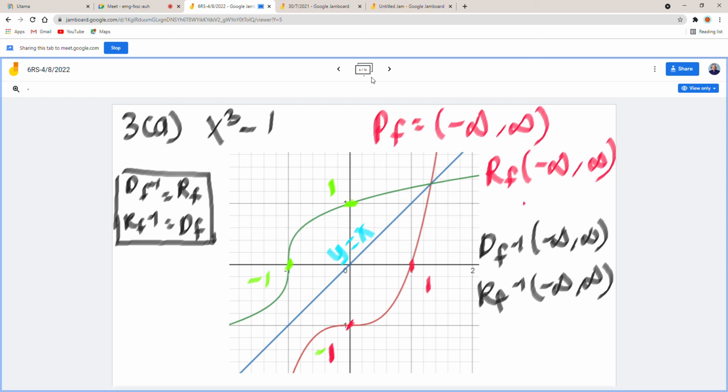So if you want to sketch the inverse function, first you have to sketch the normal function. For 3a, it is f(x), so we have to find the f inverse. So x cubed minus 1 is the graph, intersecting x at 1 and y at negative 1, and then draw the mirror line y equals x. Flipped. So we get something like this now.